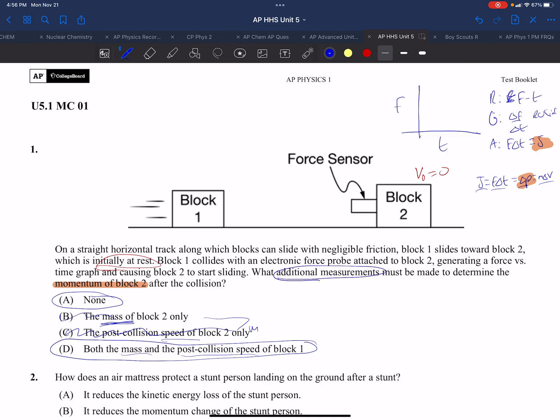What additional measurements? Well, these are not necessary, and it must be made. We don't need to make these measurements at all. We can get everything from the graph.